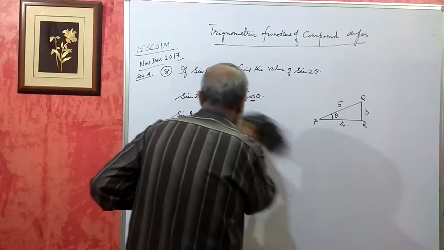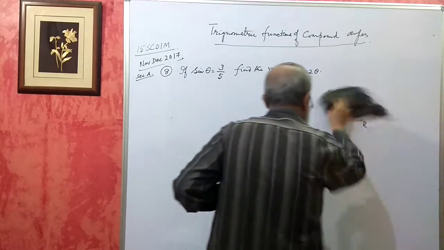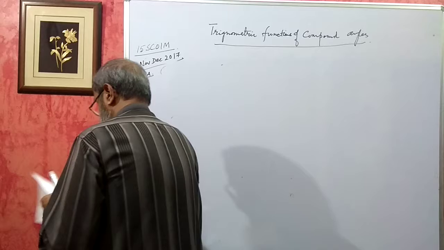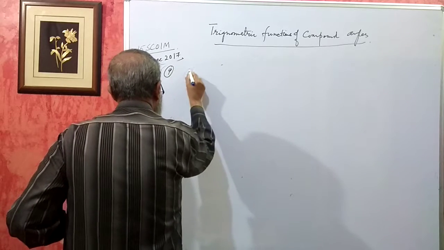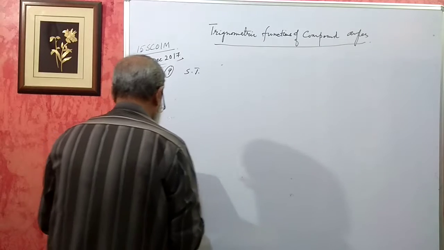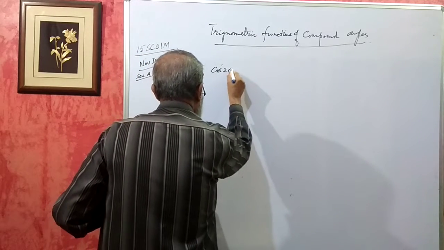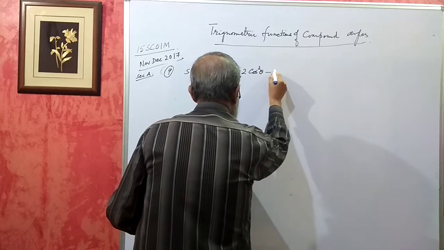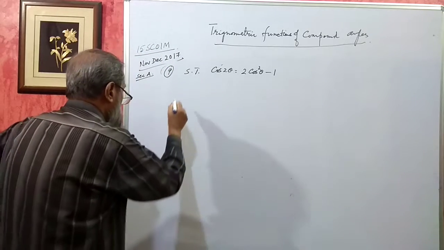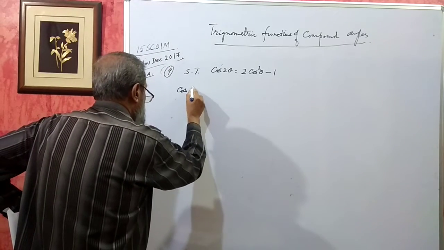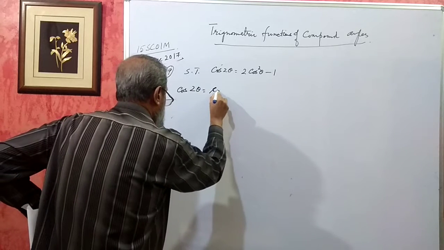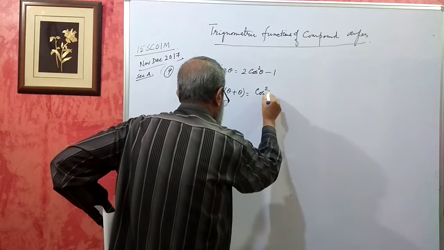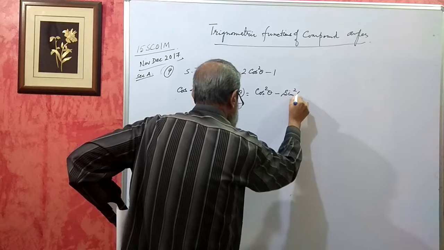Next, same section A, again for 3 marks. Question number 9. Show that cos 2 theta is equal to 2 cos square theta minus 1. Now you know cos 2 theta means cos of theta plus theta, that is cos square theta minus sin square theta.